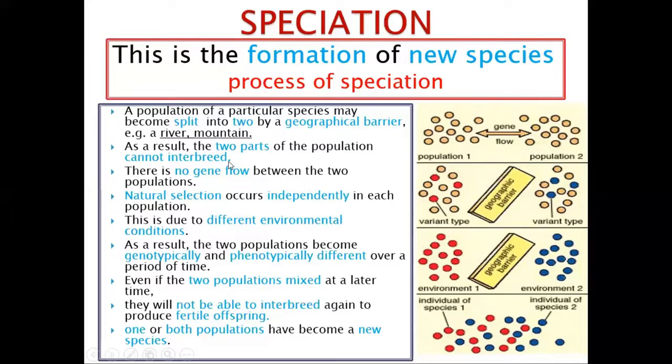Two, they cannot interbreed, yes. There is no gene flow, yes. You must talk about natural selection occurring independently, and you must talk about due to the environmental conditions. So you must talk about the genetically different, resulting in phenotypically different organisms. And then you must talk about when you remove the barrier and leave them mix, then you won't be able to interbreed to produce a fertile offspring. Then you tell us how many have become new species. Then you'll be able to get the mark.